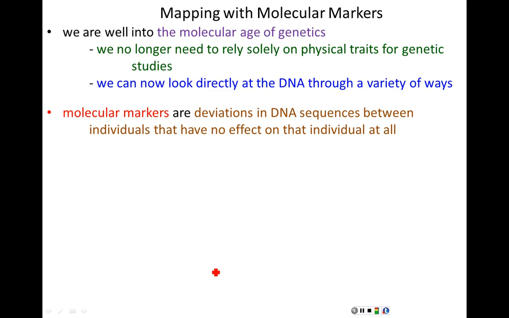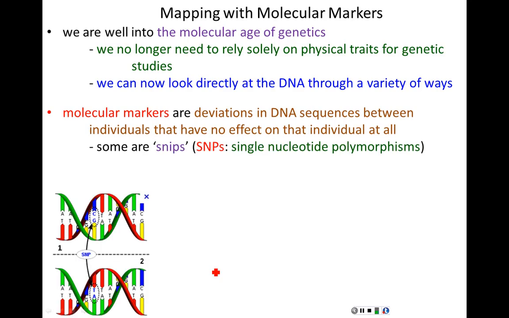Molecular markers are deviations in DNA sequences that are known to be highly different between individuals in the human population. But they're not really mutations because they're not occurring in genes, so they have no effect on the individual at all. It's not as though the marker reduces fitness or can be observed on someone's face or skin. This is only a DNA deviation.